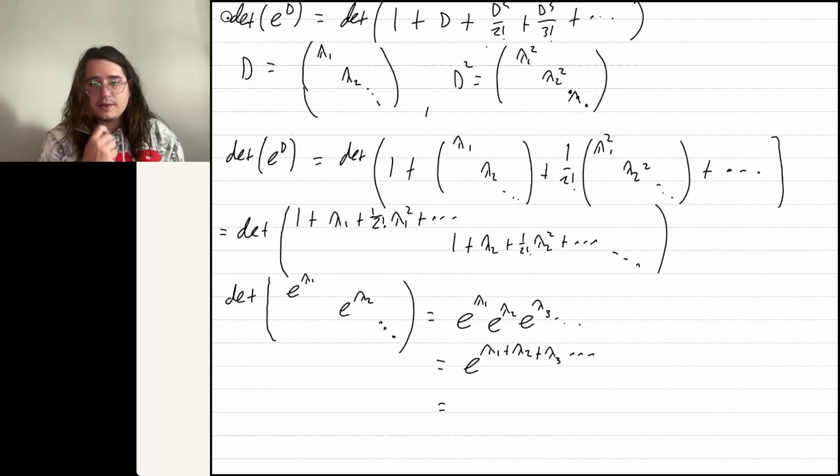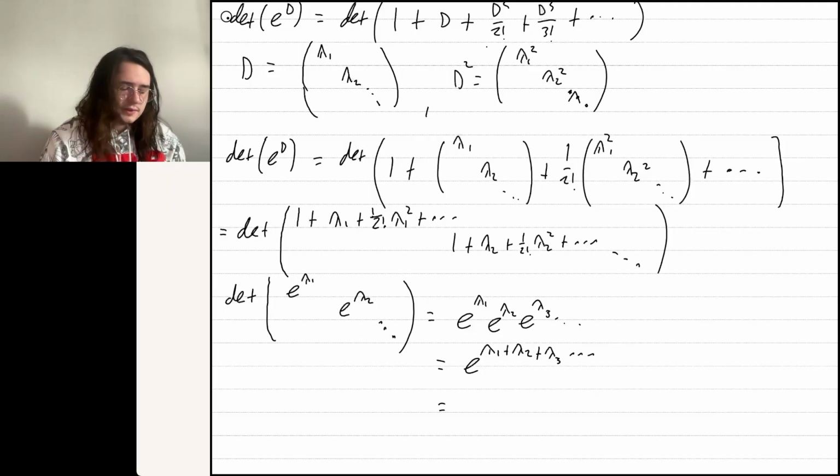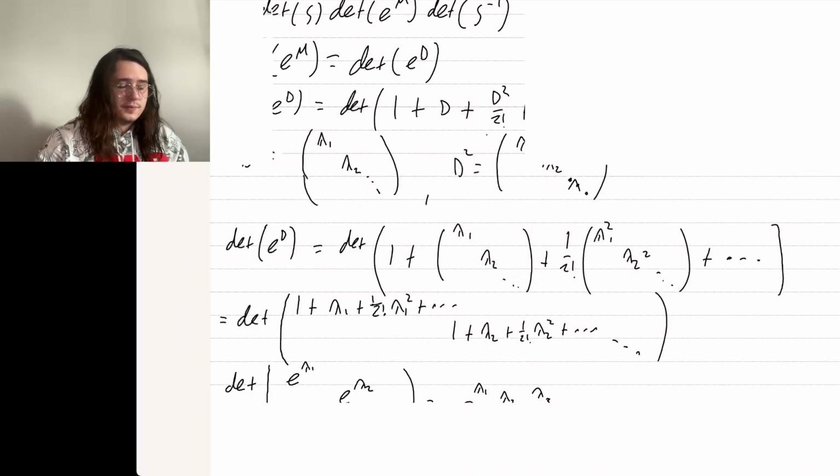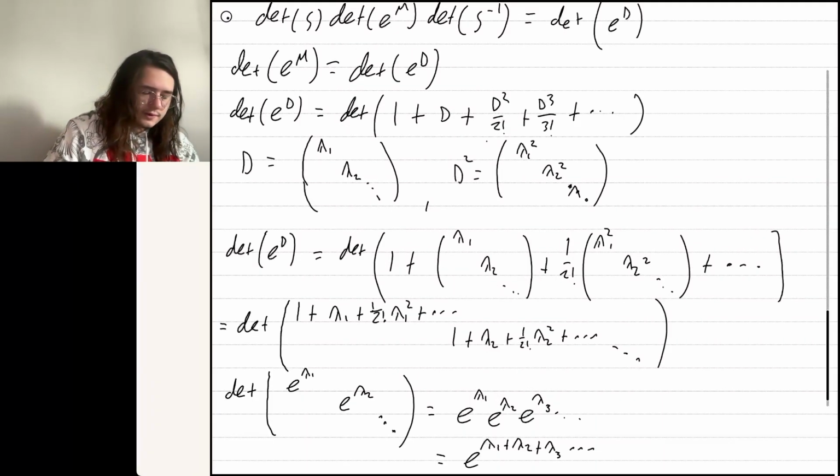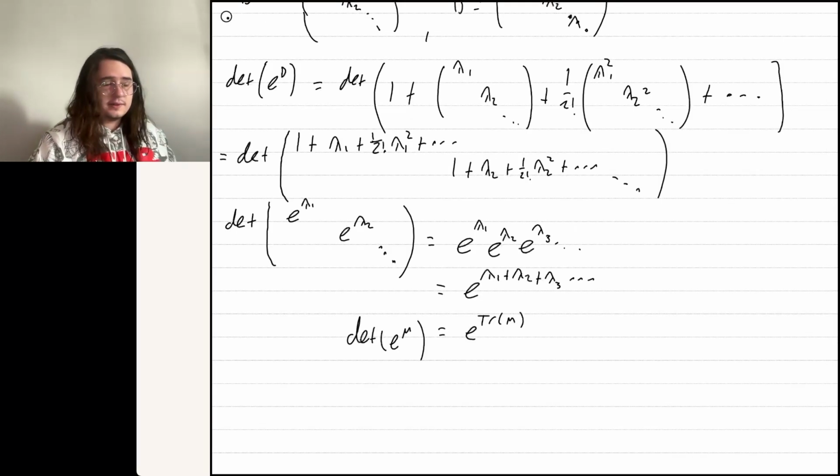Because for diagonalizable matrices, the trace of the original matrix is equal to the trace of its diagonalized form. So that is equal to the trace of M. And remember, we started at the point where this is the right-hand side of the equation. Determinant of e to the M is equal to this. So determinant of e to the M is equal to e to the trace of M. Isn't that nice?